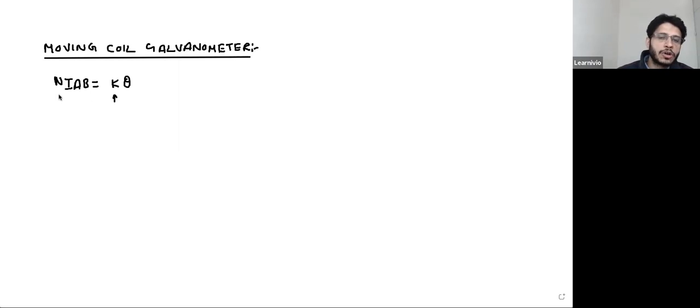Here N is the total number of turns in the coil, I is the current through the coil, A is the area of the coil, and B is the strength of the magnetic field. So from this you can write that I is K theta over NAB.